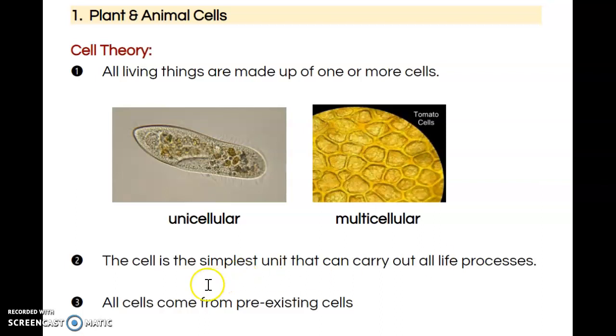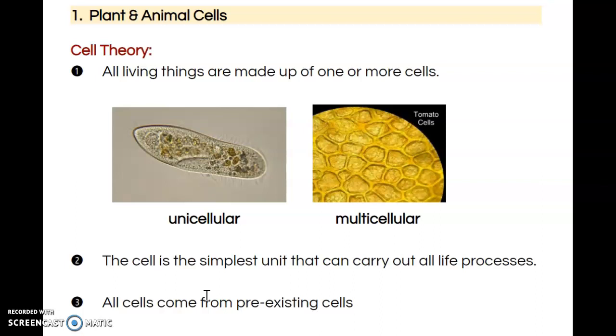Number three is all cells come from pre-existing cells. It's not like a cell just forms out of nowhere. Cells come from pre-existing cells. The cells in your body are reproducing all the time. You have billions of cells in your body, and those billions of cells create progeny, and these progeny allow you to continue to live for an extended period of time.